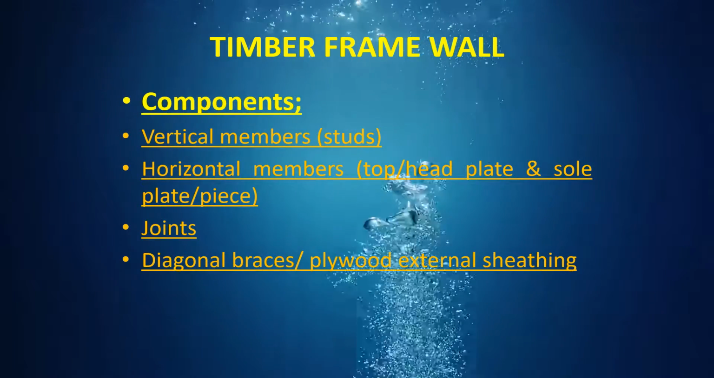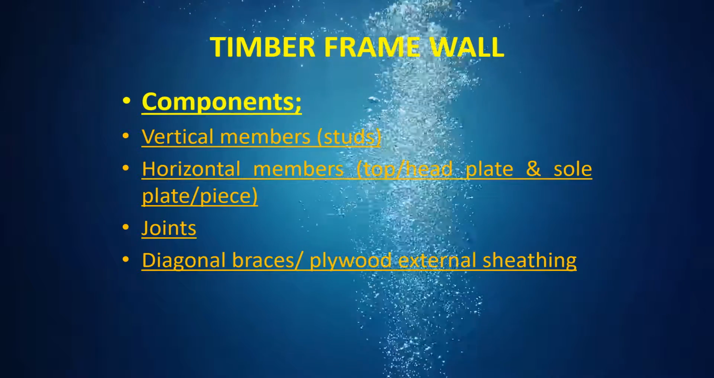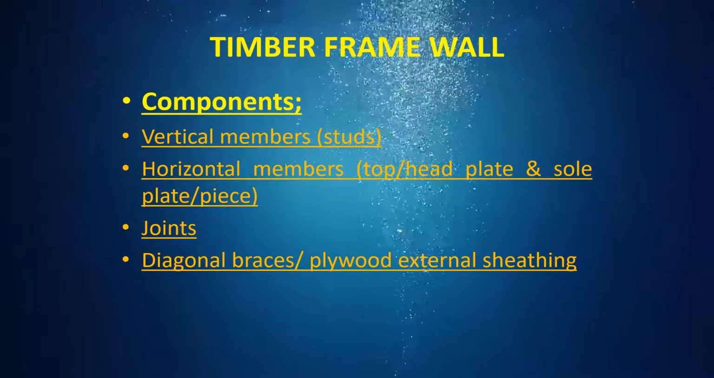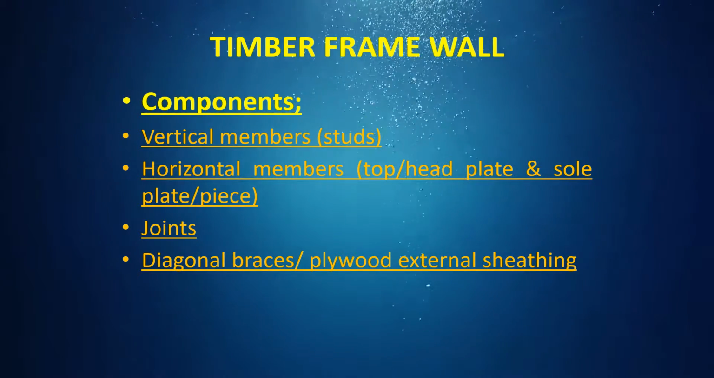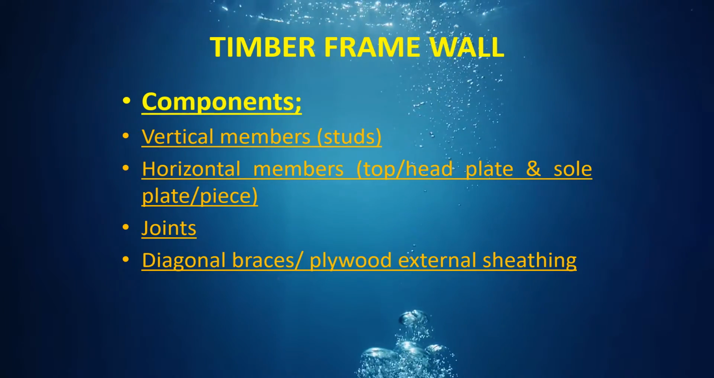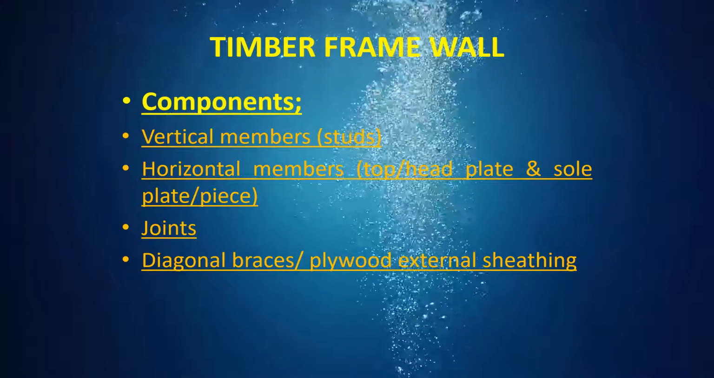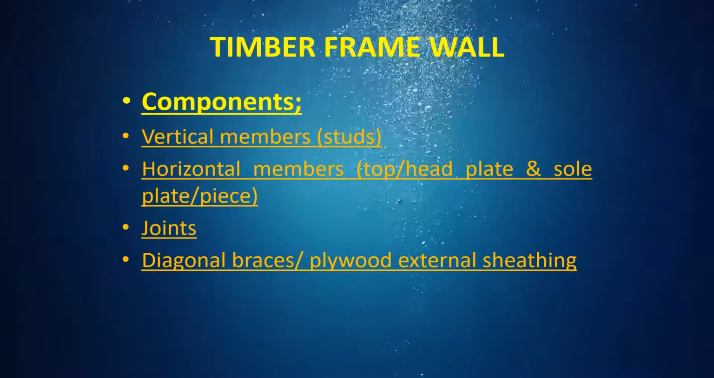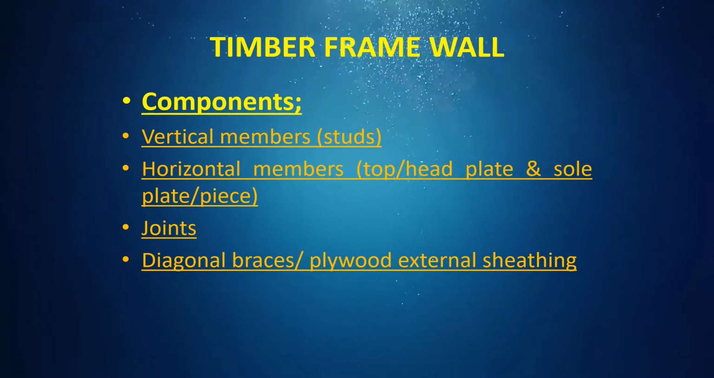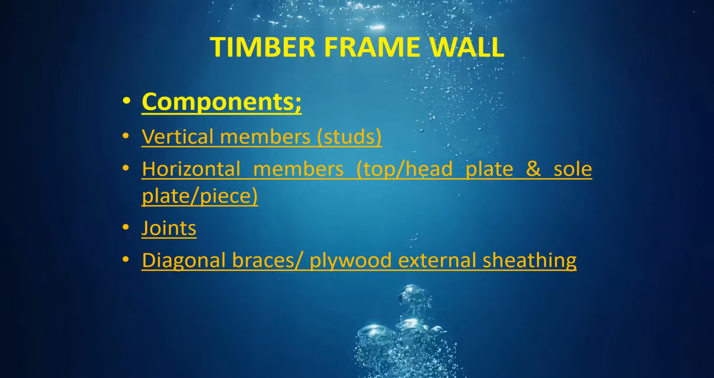Timber frame wall consists of several components. Number one, vertical members or studs. Framed between horizontal members of the same section at top and bottom. Spaced at 400 mm centers, same as timber floor joist.